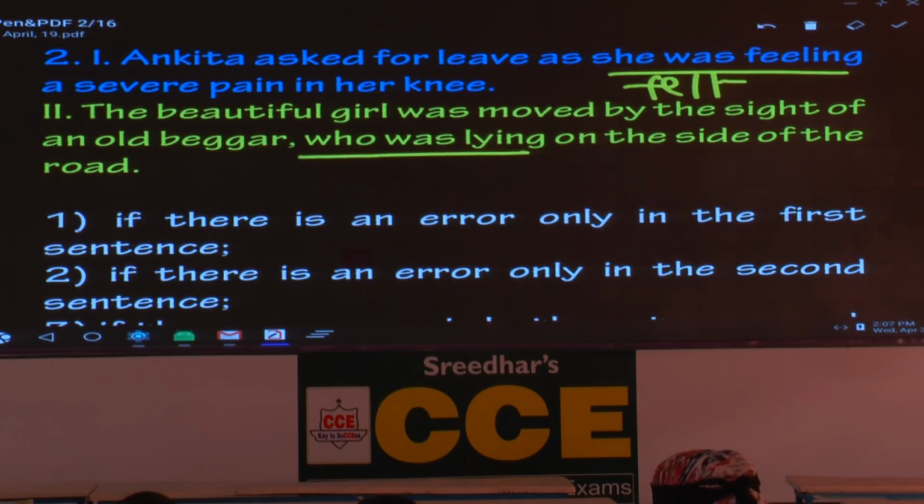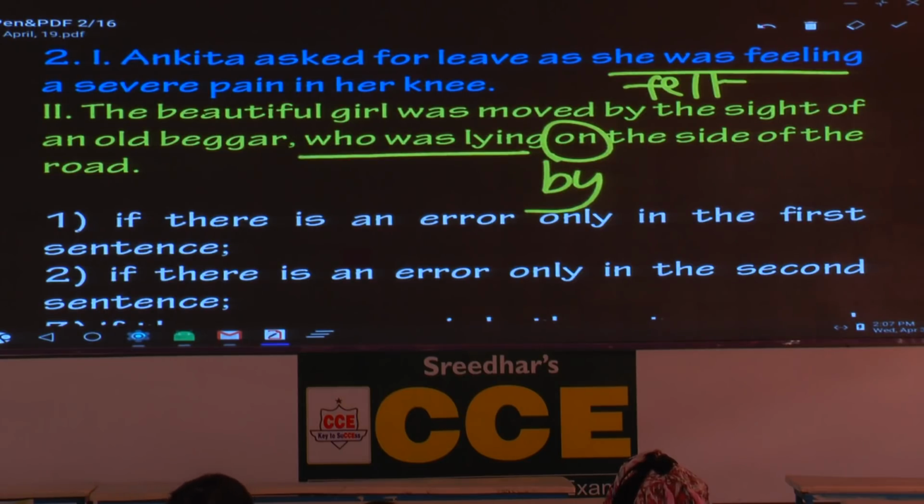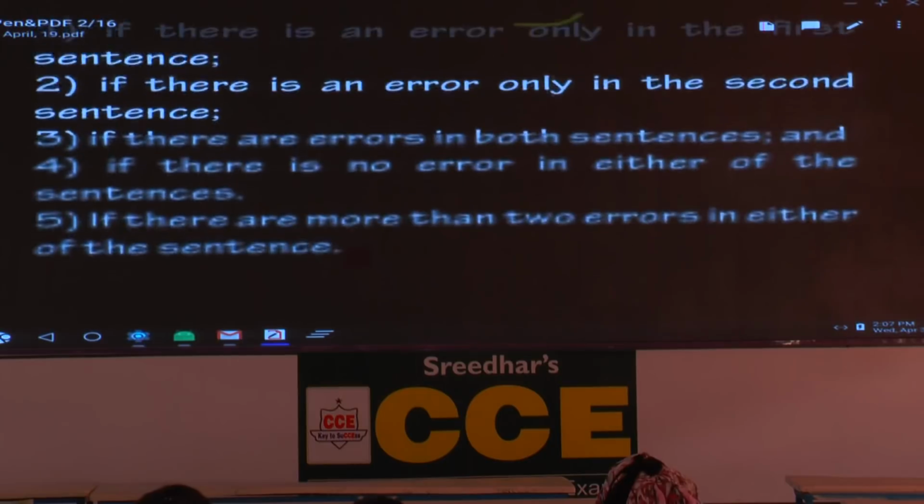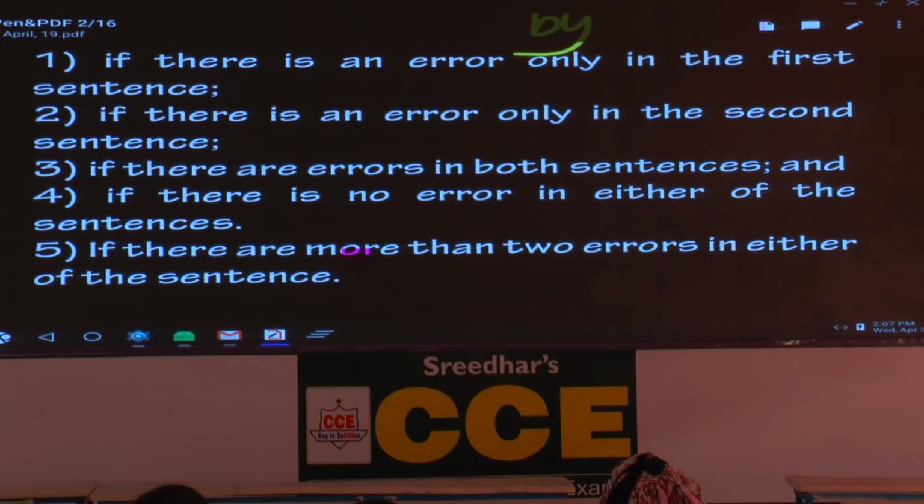But there is a problem with the preposition. On is not correct. By the side of the road. Please change on to by. By the side of the road, not on the side of the road. You got it? Any question? No. Now what is the answer? If there are errors in both sentences, third option is the answer.